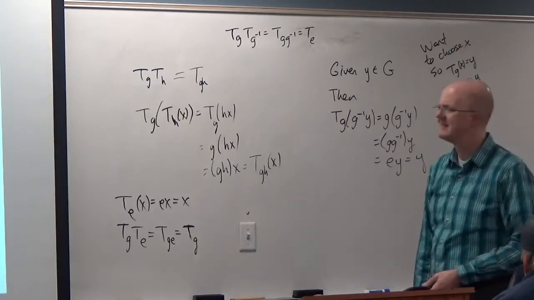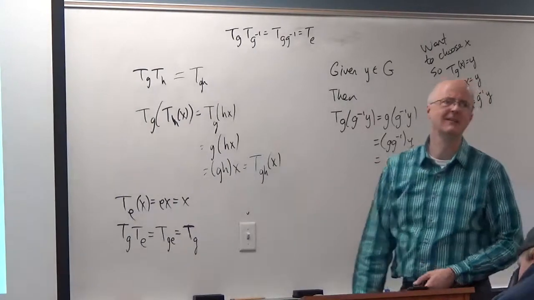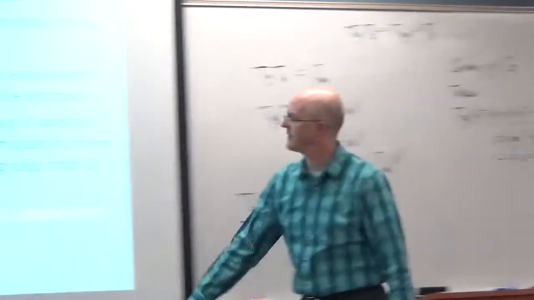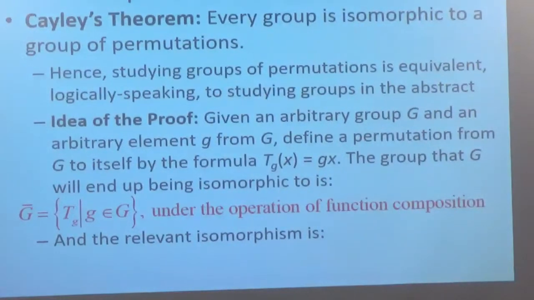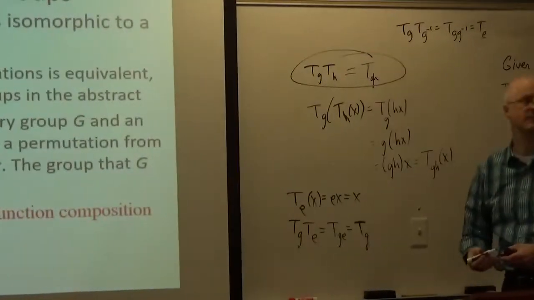Are we done? No, we're still not done. What's the relevant isomorphism? What have we done so far? What have I mentioned here? I said how to define G bar, that is the candidate group, to be isomorphic to G, and verified that it is a group because this key equation right there, that itself needs to be verified.